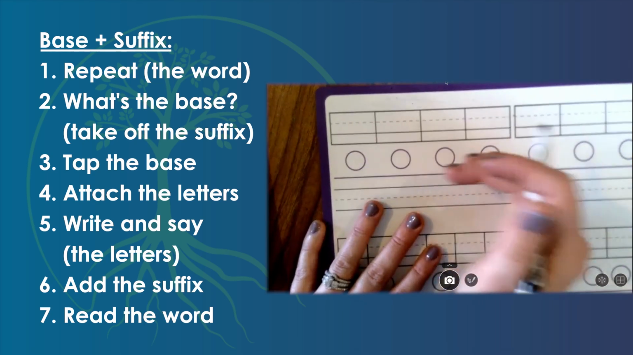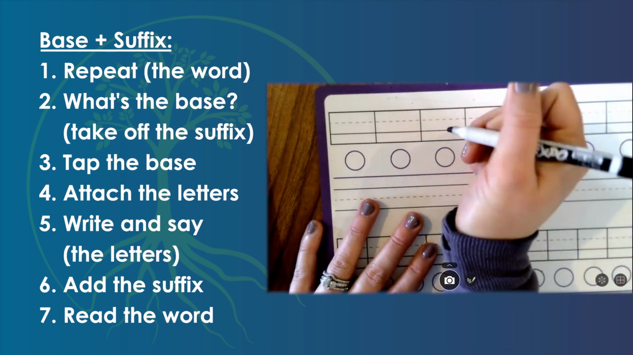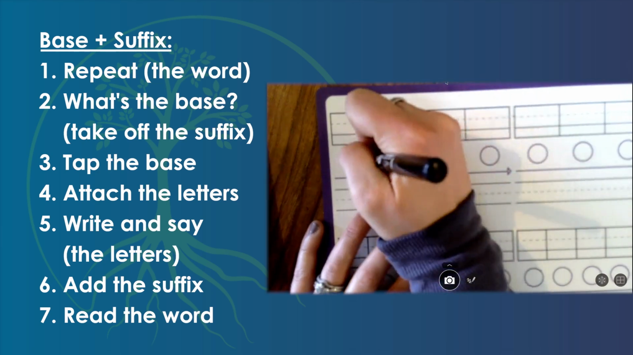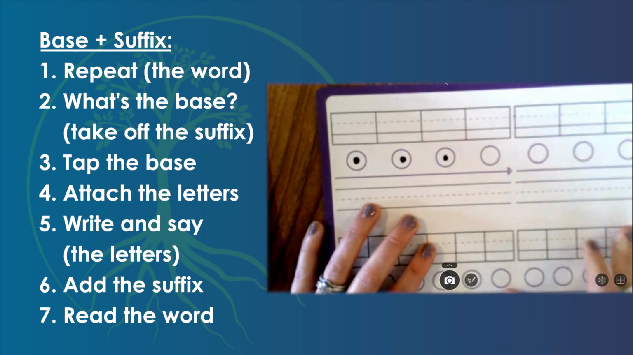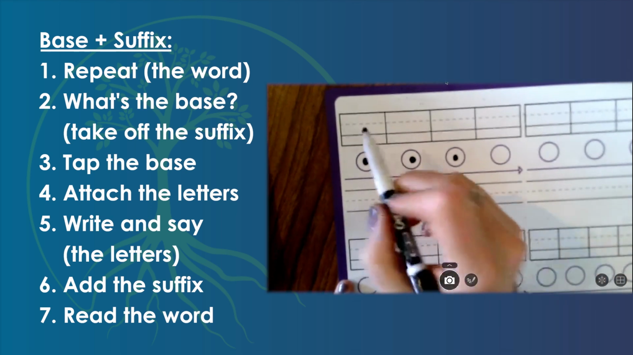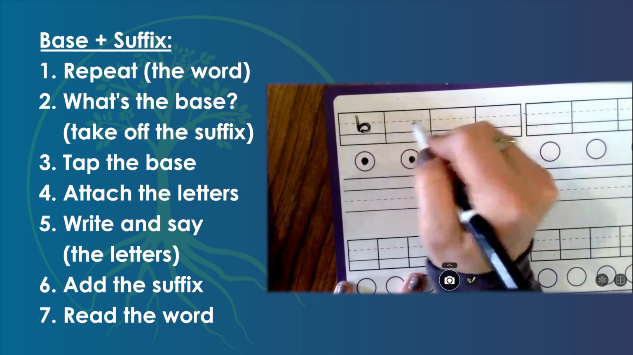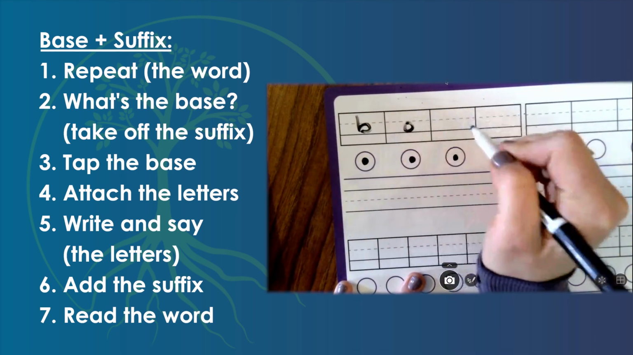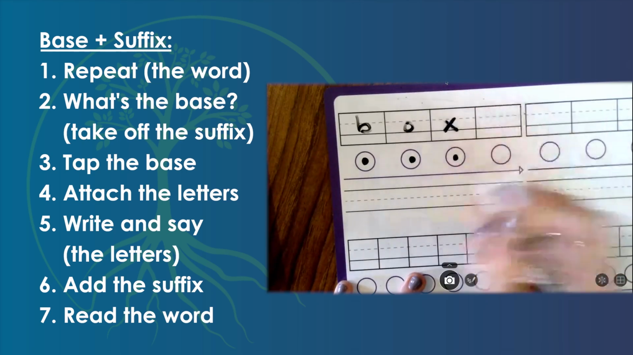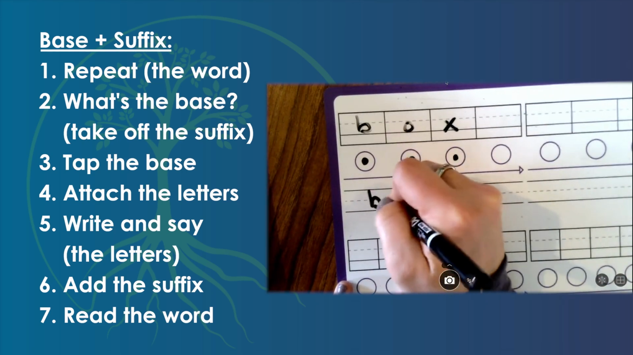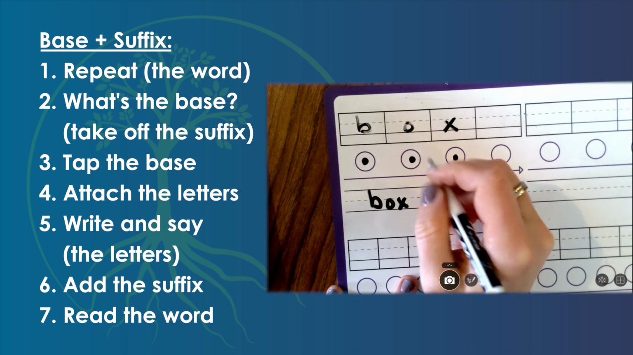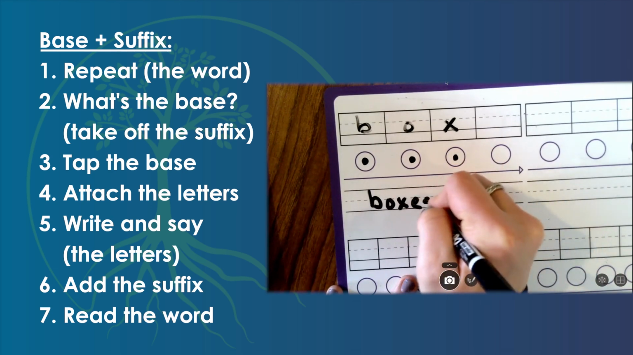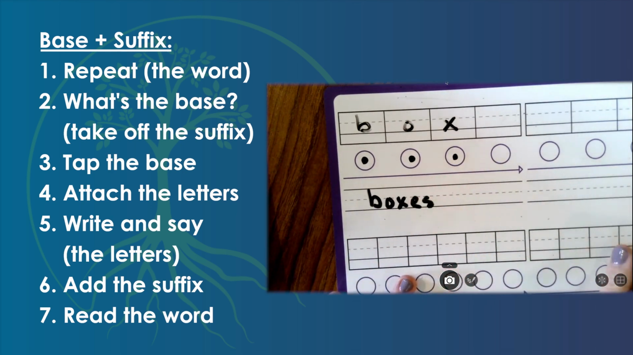Repeat boxes, boxes. Identify the base, box. What sounds do we hear in box? B, ox. All right, let's attach the letters. What spells b? B. What spells o? O. What spells x? X. Let's write and say B, O, X. What suffix do we add to attach to make boxes? ES. Read the word, boxes.